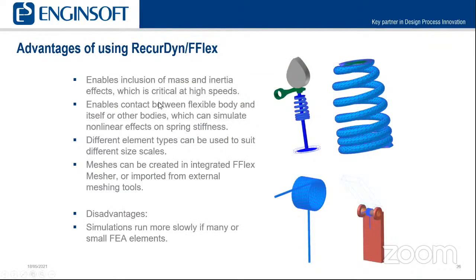So the advantages of using RecurDyn FFlex is that it does include mass and inertia effects, which is critical at high speeds. You can also model contact between the flexible body itself and other bodies, which can then result in nonlinear effects on the spring stiffness. Different element types can be used to suit different size scales, and the meshes can be either created in the integrated FFlex mesher or imported from an external meshing tool.